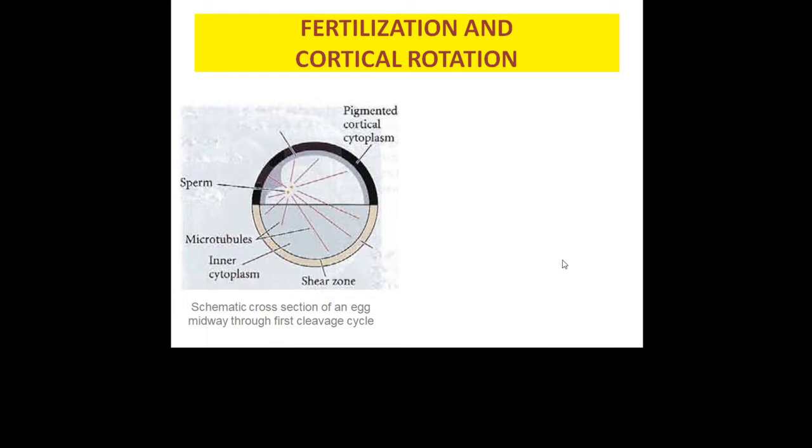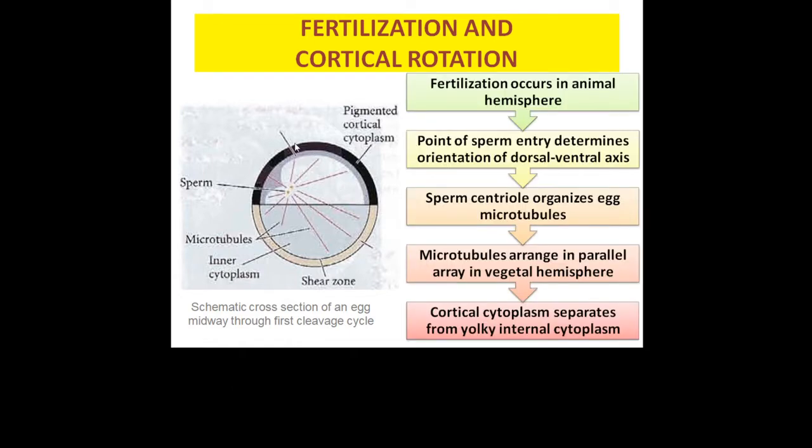This figure shows schematic cross-section of a frog egg midway through first cleavage cycle. Fertilization in frogs occur anywhere in the animal hemisphere. The point of sperm entry is very crucial as it determines the orientation of dorsal ventral axis. The side from where sperm enters becomes the dorsal side of the embryo, and the side 180 degree opposite the sperm entry side becomes the ventral side of the embryo.